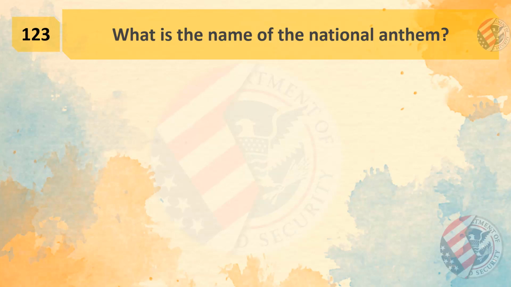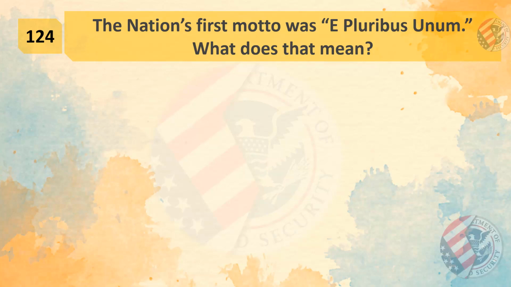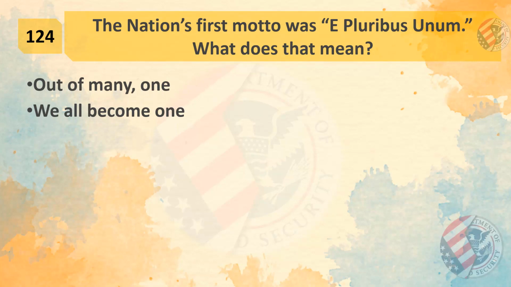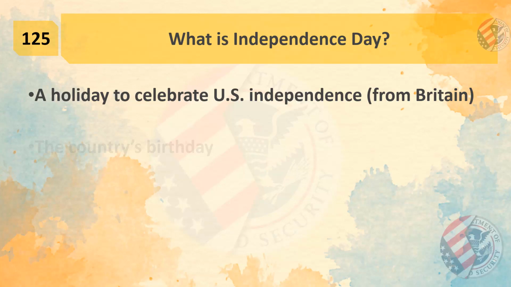What is the name of the national anthem? The Star Spangled Banner. The nation's first motto was E Pluribus Unum. What does that mean? Out of many, one. We all become one. What is Independence Day? A holiday to celebrate U.S. independence from Britain. The country's birthday.